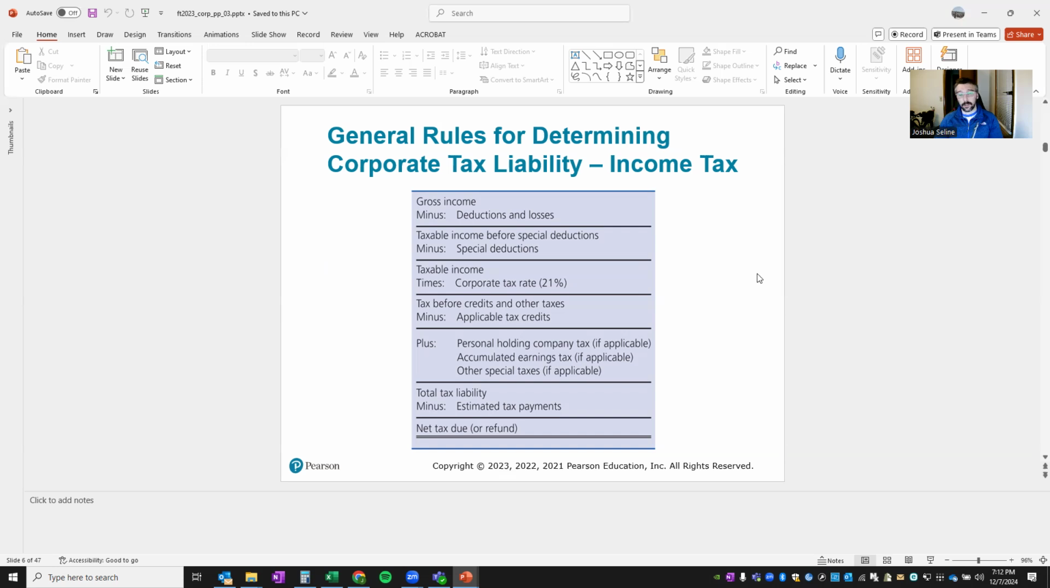Then we've got applicable tax credits we could apply, right? There are some business tax credits. Plus, we would add back personal holding company tax, accumulated earnings tax, and other special taxes to get to our total tax liability. And then you take out estimated payments, and that gets you to your net tax due.